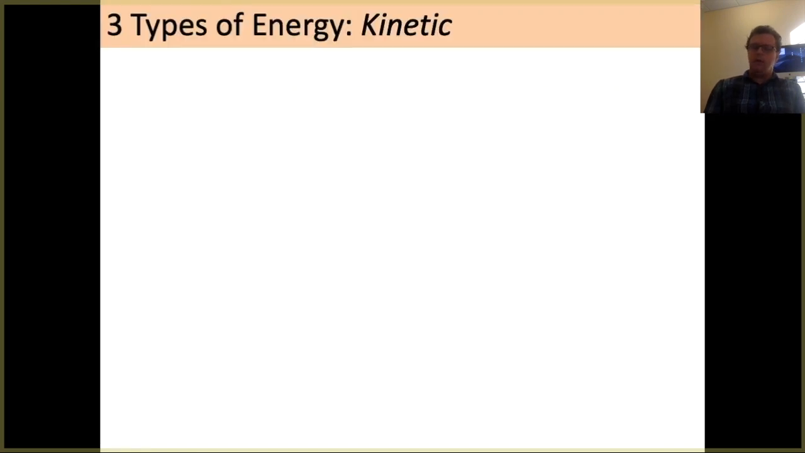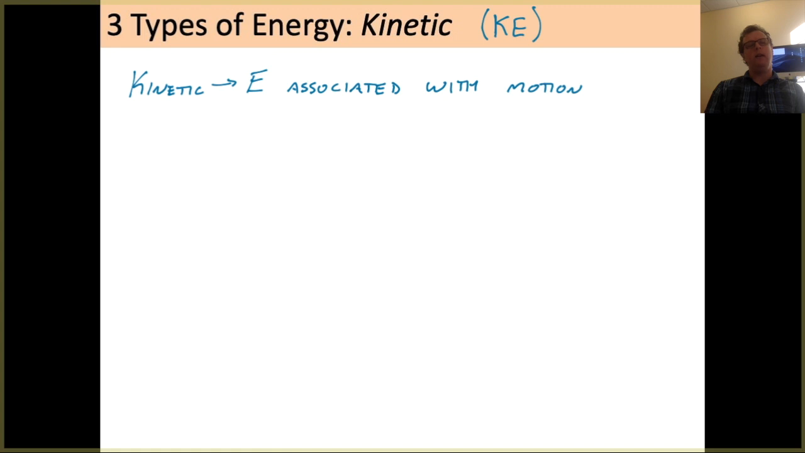So I want to start off with just a quick review, reminding you that there are three types of energy. The first is what we call kinetic energy, and that's energy associated with motion. And I'm using the capital E here to denote energy, and I'll try and do so consistently throughout our class. So kinetic energy is the energy that an object in motion has with it.